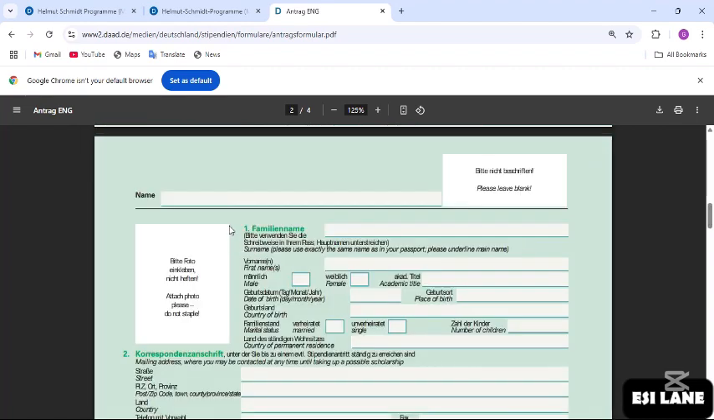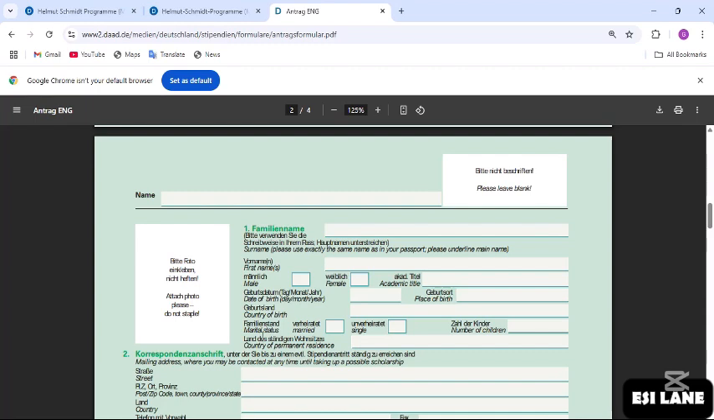Then we have the second page. You're going to write your name here again. That's your full name. Then you're going to start with your surname here. The first thing here means surname. It's written below, so you have to check it. Please use exactly the same name as in your passport. Please underline main name. So you're going to write your surname here. And the next one is first name. So you're going to write your first name or names here. Then you are going to tick if you are male or female, then your academic title, you write it here. Then you write your date of birth, day, month, year, here. Then your place of birth, country of birth, you write that here.